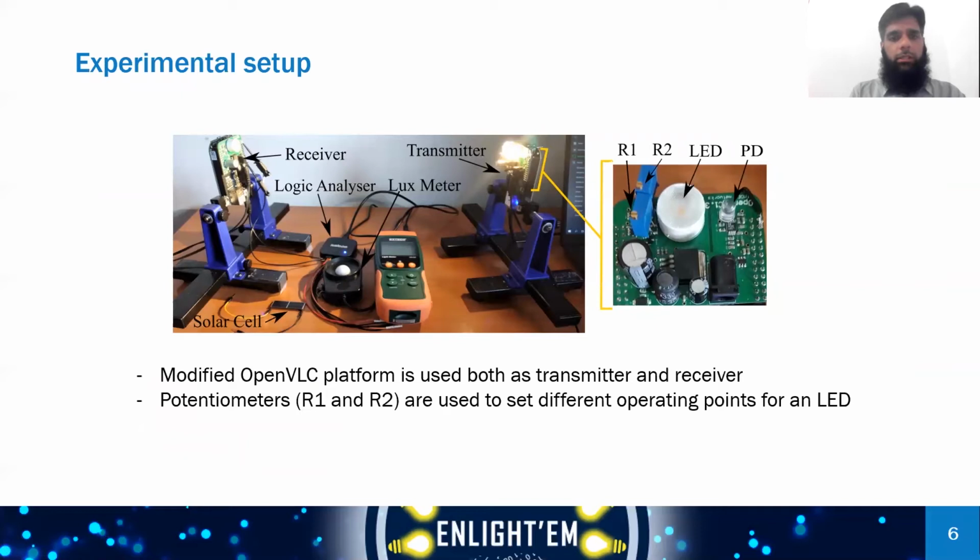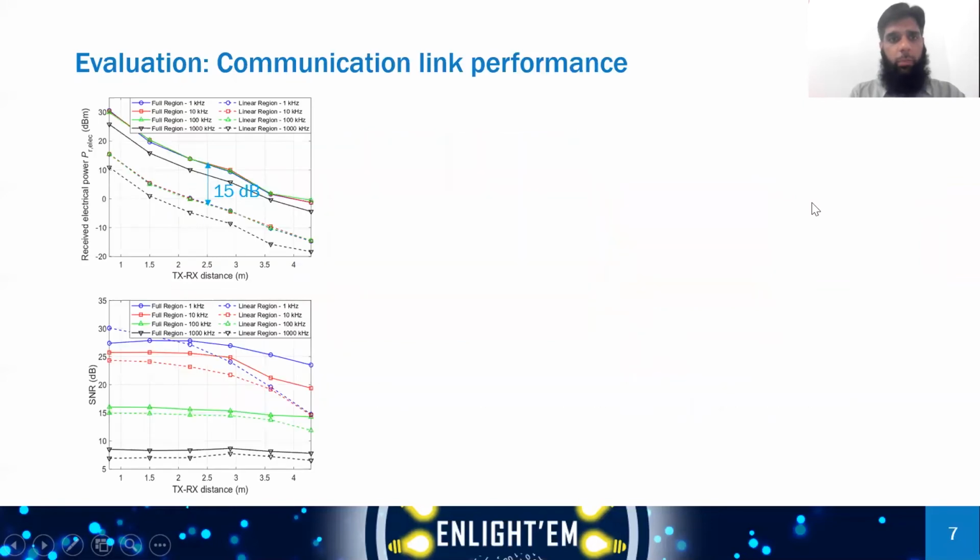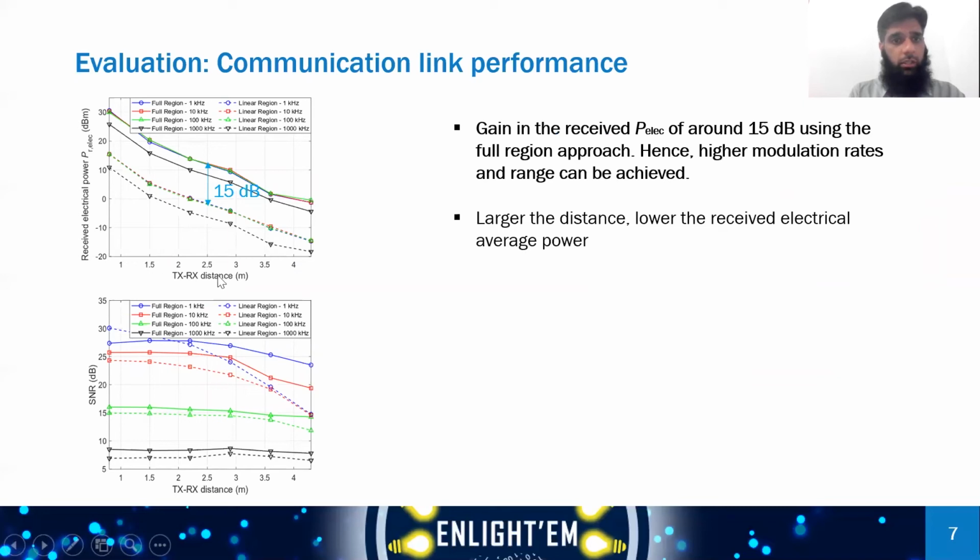This is the experimental setup. We use the modified Open VLC platform both as transmitter and receiver. Here you can see we use a lux meter to measure the illumination. And this is the LED, photodiode and two resistors to set different levels of the modulated signal. These are some results. The first one is the communication link performance, and you can see that on the x-axis it's the transmitter-receiver distance.